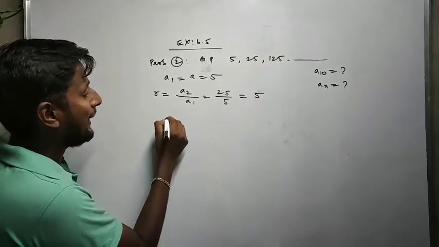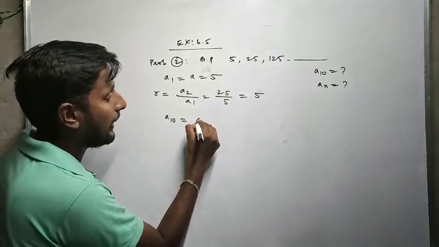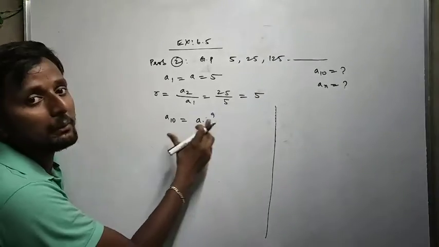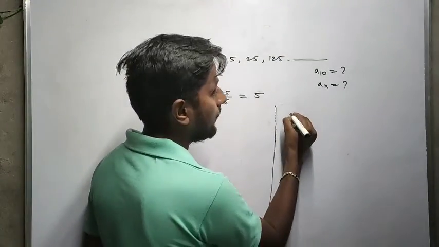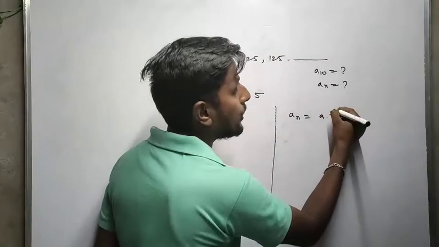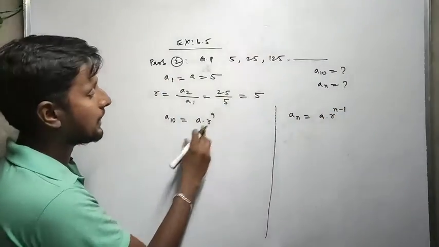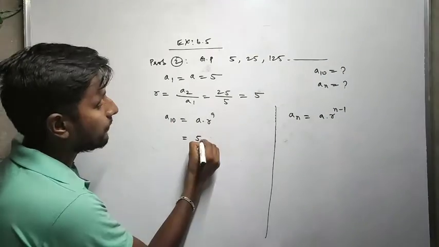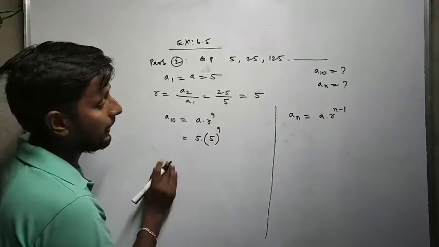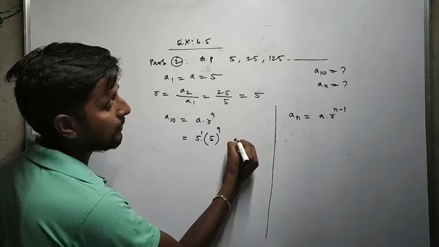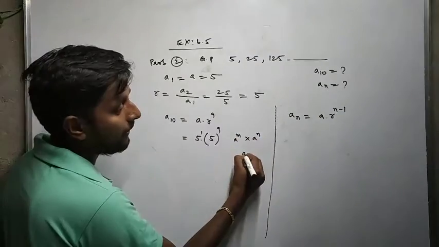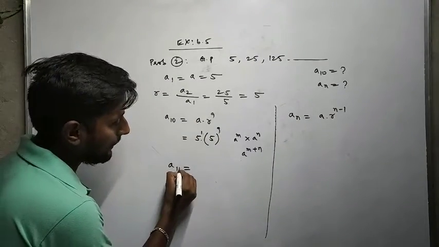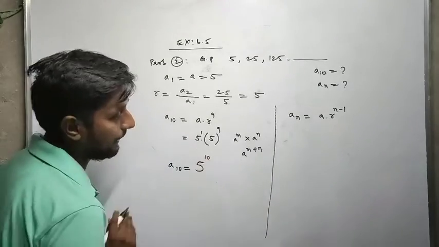Now A10 is nothing but A into R to the power n minus 1. Here the n value is 10, so 10 minus 1 is nothing but 9. The A value we know is 5, so 5 into 5 power 9. Both are the same base. From the laws of exponents, A power m into A power n is A power m plus n. So 1 plus 9 is 10. The 10th term is nothing but 5 power 10.